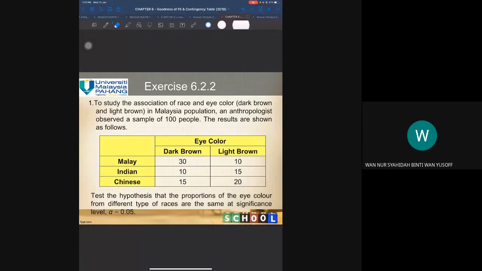But some students take eye color as the subject, meaning they test the equality of the eye color, which is wrong. So to avoid any mistake, you just write all proportions are the same and H1, at least one proportion is different. Because in this exercise, if you read eye color as your subject, then it will be pi 1 and pi 2 only. But if you read race as your subject, then it will be pi 1 equals pi 2 equals pi 3. So it is different.